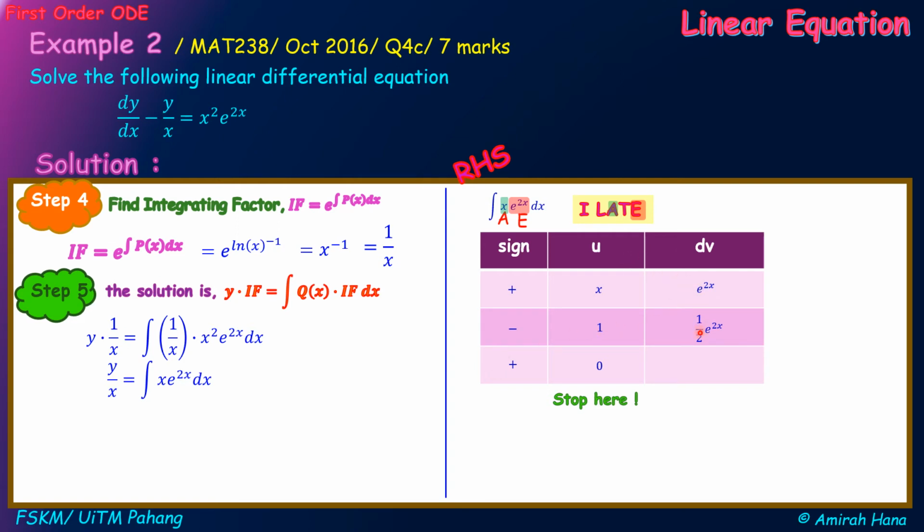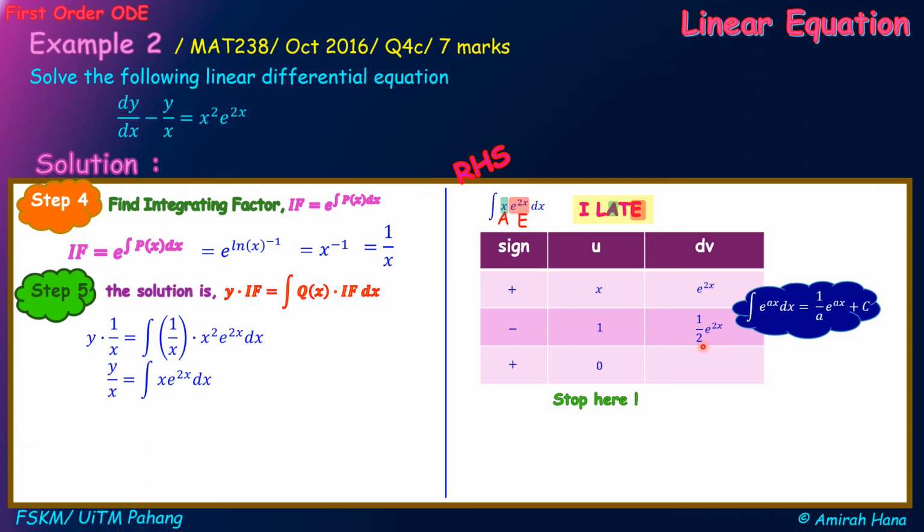In column dv, we need to integrate. So from e to the power of 2x, we use the formula: the integral of e to the power of ax dx equals 1 over a times e to the power of ax plus c, where a is a constant. Now our a is 2, so we have 1 over 2, e to the power of 2x, plus c. But in this column, there is no need to write plus c.